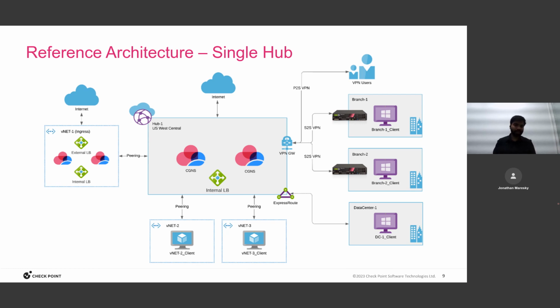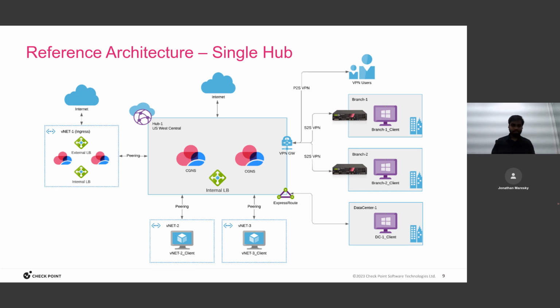And the return packet will again come back to the CGNS firewall, because obviously there would be hide NAT as well. And then, because we are doing hide NAT, CGNS is going to send that traffic directly to VNet 2, which is the response packet. It will not go back to the internal LB.